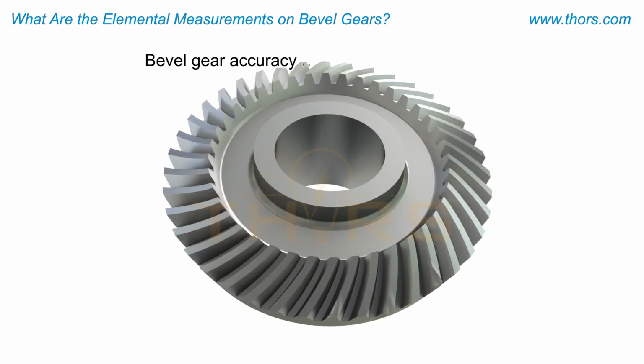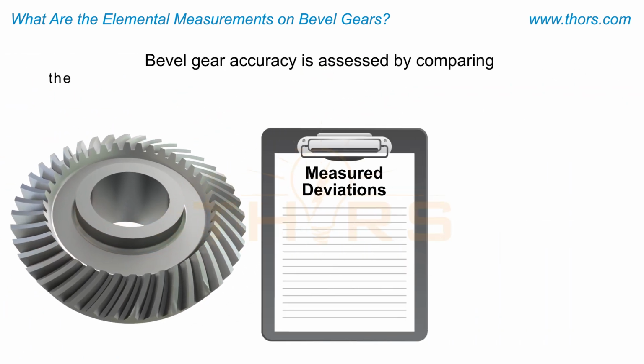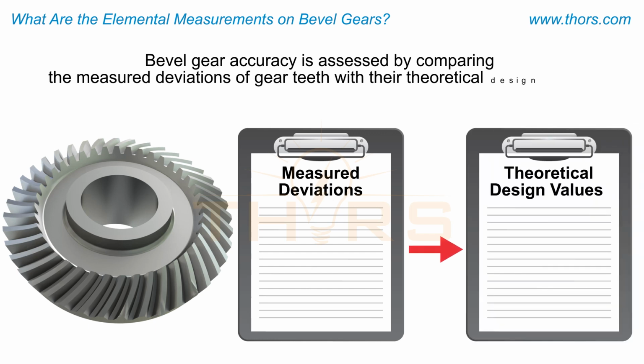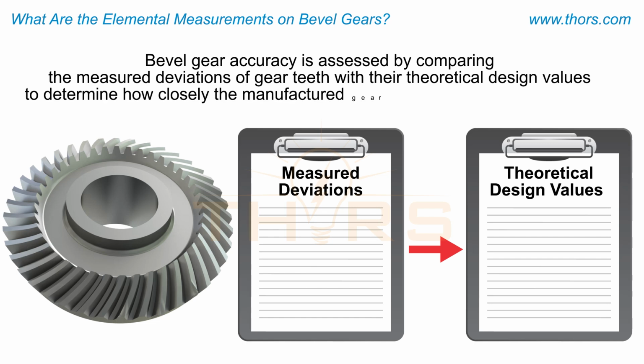Bevel gear accuracy is assessed by comparing the measured deviations of gear teeth with their theoretical design values to determine how closely the manufactured gear matches its intended geometry.